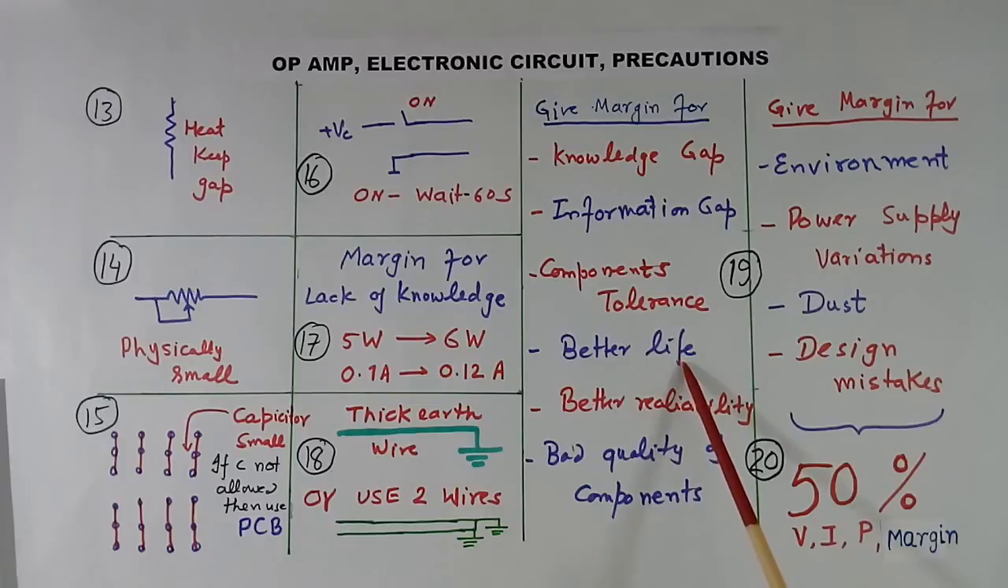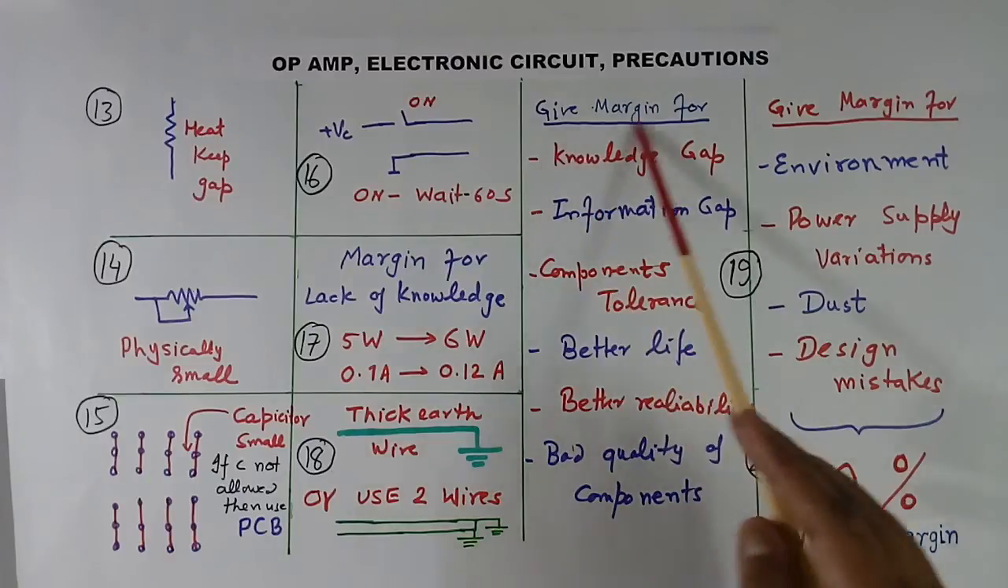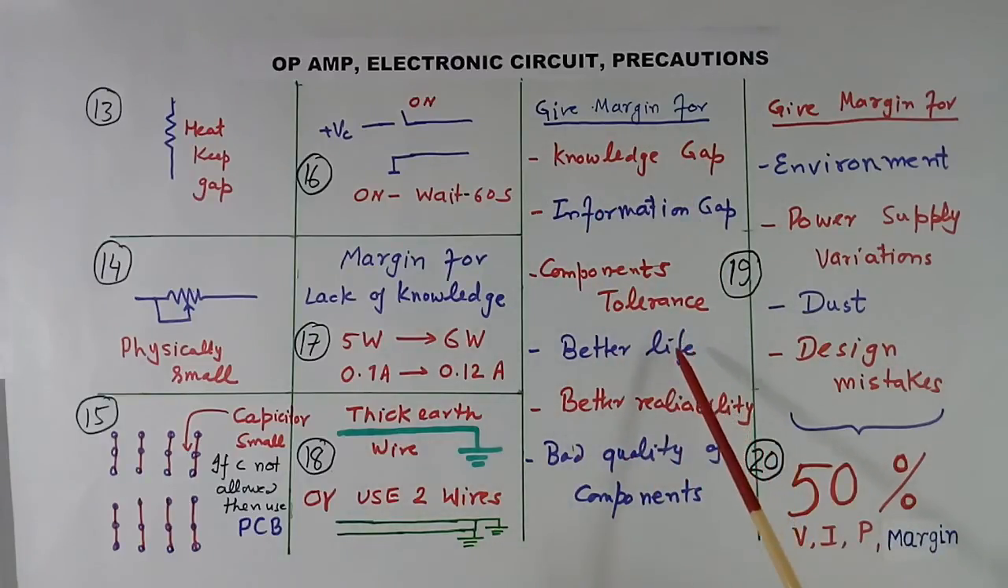Better life. If you give more margin, life will be more. For example, in a 10 ampere inductor, if you use only 8 ampere, or the design is for 10 ampere, life will be better and cooling will be better. So we give margin for better life also. By giving more margin, the life of anything can be increased.